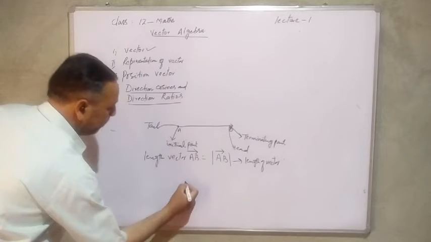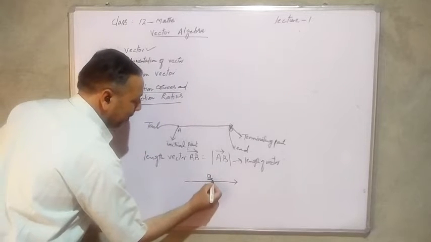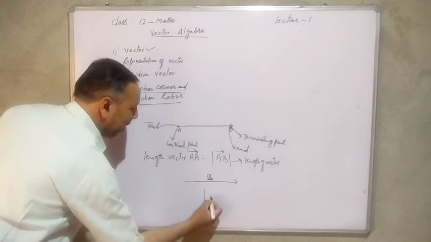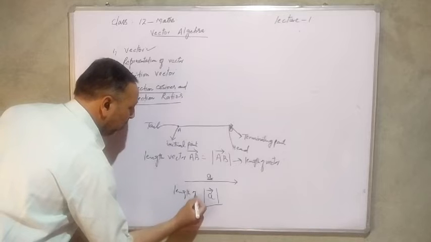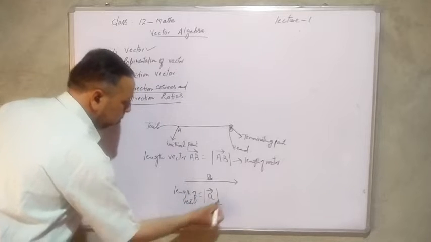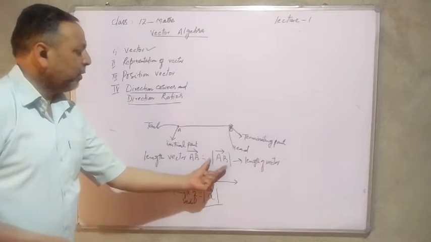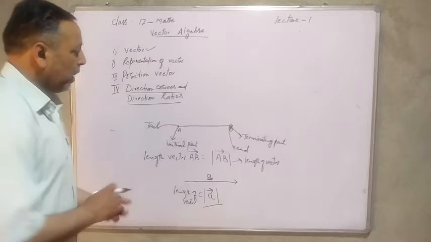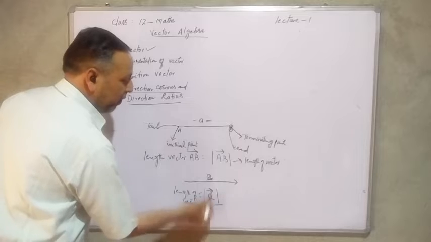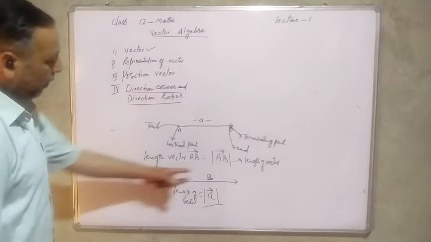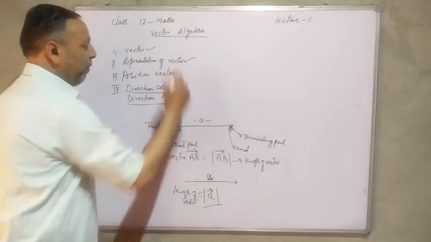Or, in other words, let me take a vector and name it by a single alphabet A. Then the length of the vector is the modulus of A. So either we can write the length of the vector AB as modulus of AB, or if we represent the vector by a single alphabet A, then the length of the vector is modulus of A. I hope you understand what I am saying. So this is the representation of a vector.